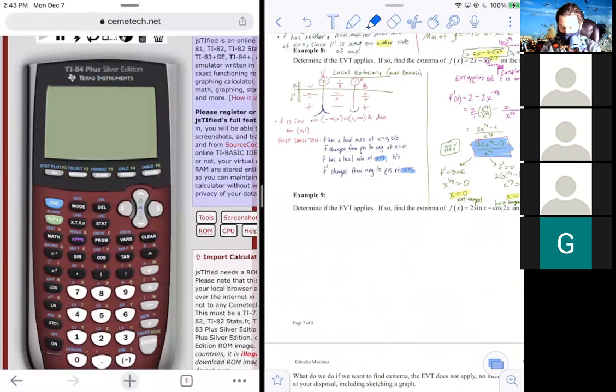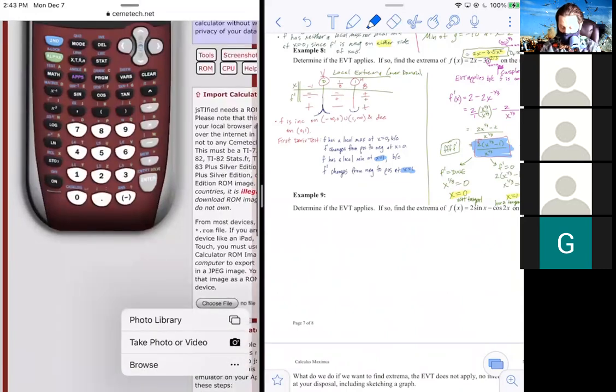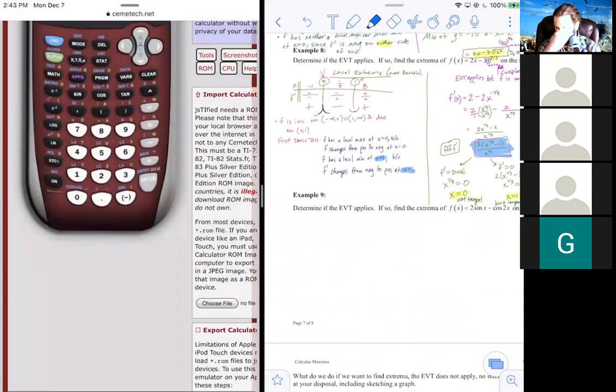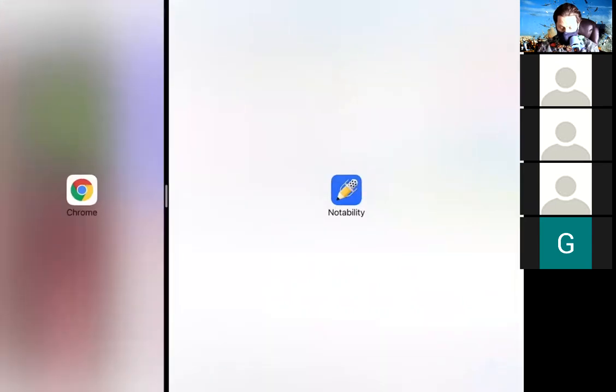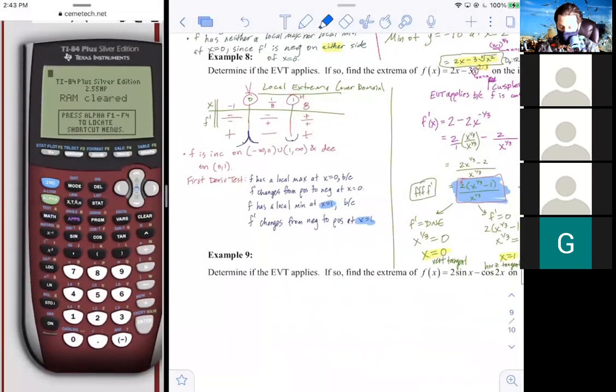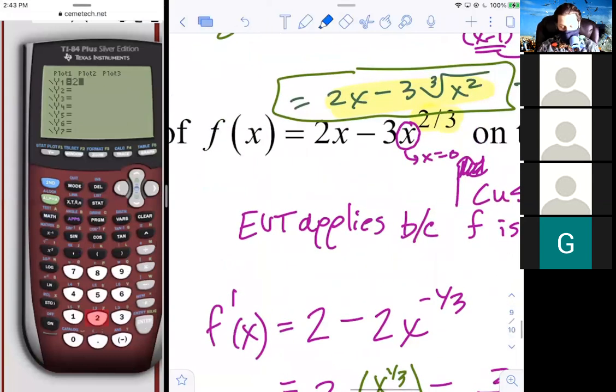Whoa, big calculator. There we go. Okay, oops, I have to do it again. That's usually not the case anymore. Usually happens on the first try. There we go. All right, so let me go ahead and get the equation into y1.